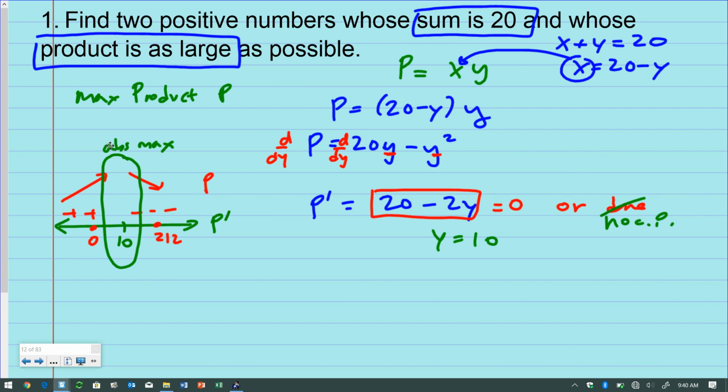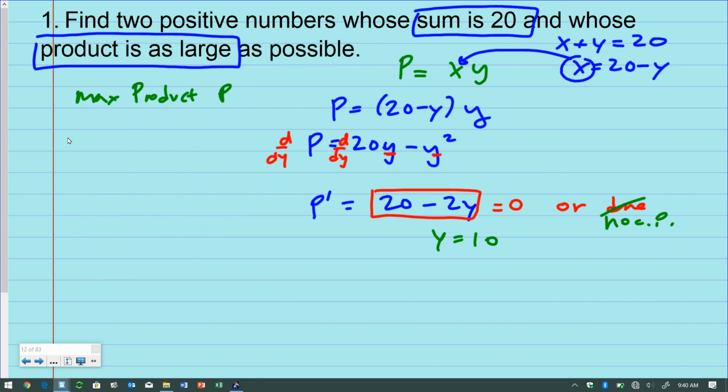Does that make sense? Now, does it say justify up here? No. So you actually don't need to justify for these problems if it doesn't say justify. But you need to know what's going on behind the scenes, right? This is what's going on behind the scenes, that there's an absolute max here at 10. So if there's an absolute max at 10, y is going to be 10. What's x going to be? Yeah, x is going to be 10. You just go back to your constraint. You see that x is 20 minus y, so therefore x is equal to 10.